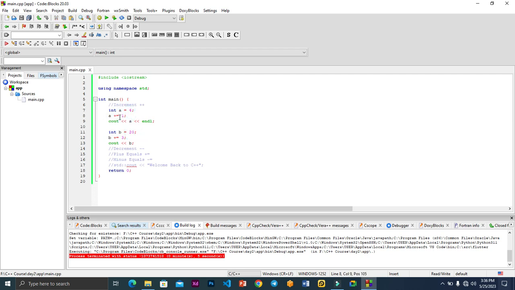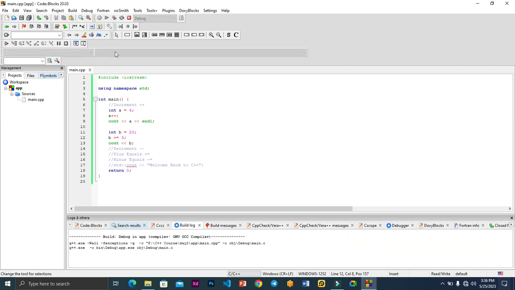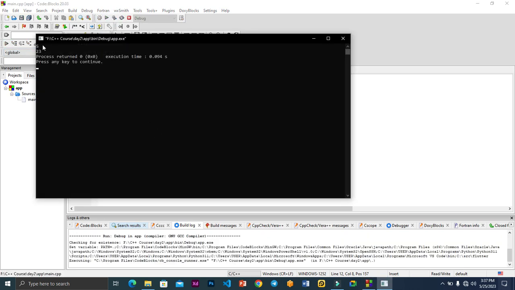And finally, if we are increasing it by 1, then the best thing is to say plus plus. If we are increasing it by 1, we can simply say plus plus. But if it is more than 1, we cannot say plus plus. If it's 1, we can say plus plus. So let's run and see. A is set to 4, we are adding 1 to it, and it's now 5.